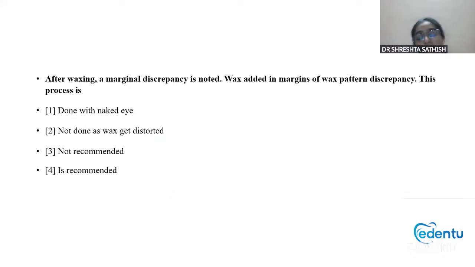After waxing, that is after a wax pattern is fabricated, a marginal discrepancy is noted. Wax is added in the margins of the wax pattern discrepancy. Now, the question is, can this be done or not? It is done with naked eye, not done as wax gets distorted. It is not recommended or is recommended. This procedure is clearly recommended. Why? Because every time you take the wax pattern to check, there is a slight amount of marginal discrepancy. You place it back and you add onto the discrepancy area. That is a much recommended technique.